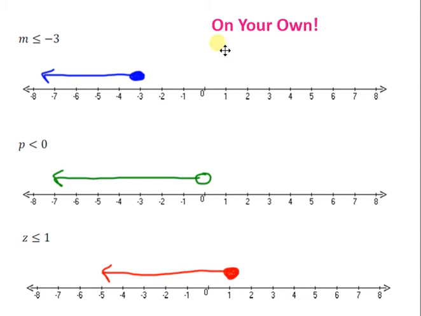All right, go ahead and hit pause if you're not done. If you are done, let's go over it. So for the first one, you should have a closed circle over the -3, arrow pointing to the left. For the second one, an open circle over the 0, arrow pointing to the left. And for the third one, a closed circle over the 1 and an arrow pointing to the left.